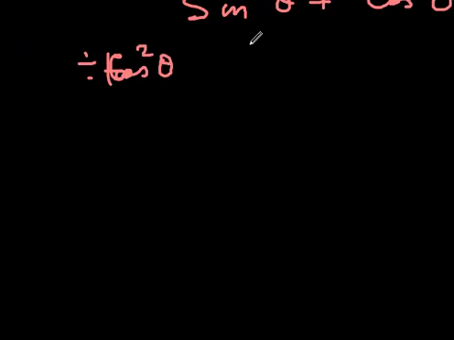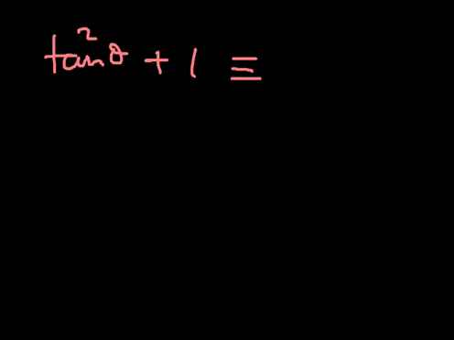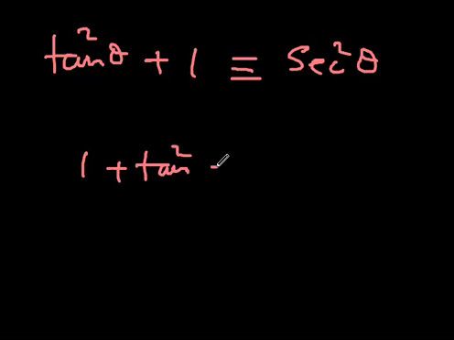Now sine squared theta divided by cos squared theta makes tan squared theta. Cos squared theta divided by cos squared theta is 1, and 1 over cos squared theta is sec squared theta. I can rearrange it like we saw before, so 1 plus tan squared theta is equal to sec squared theta. That's what we needed to prove. So this is how we make that proof. Thanks for watching.